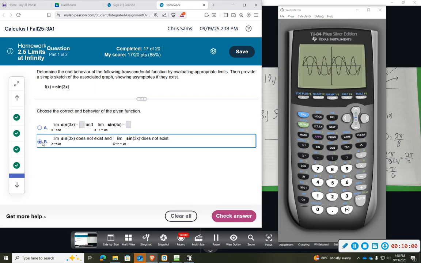So we will say the limit does not exist when we go to positive infinity and negative infinity, because it just continues to oscillate and it doesn't approach a finite number.